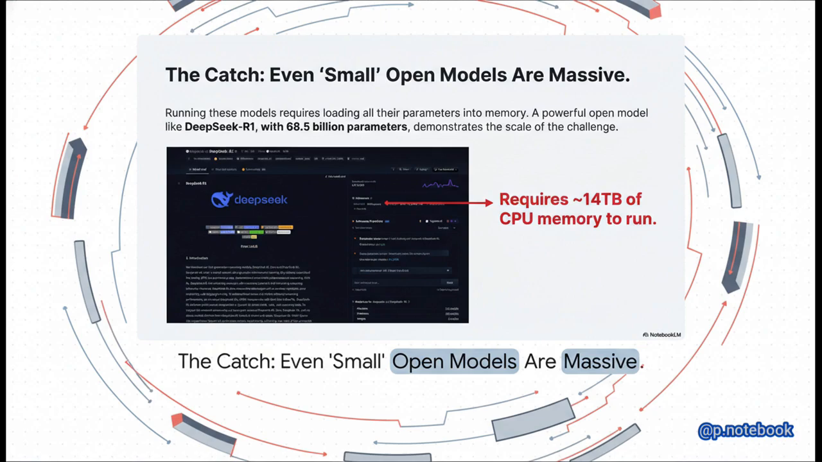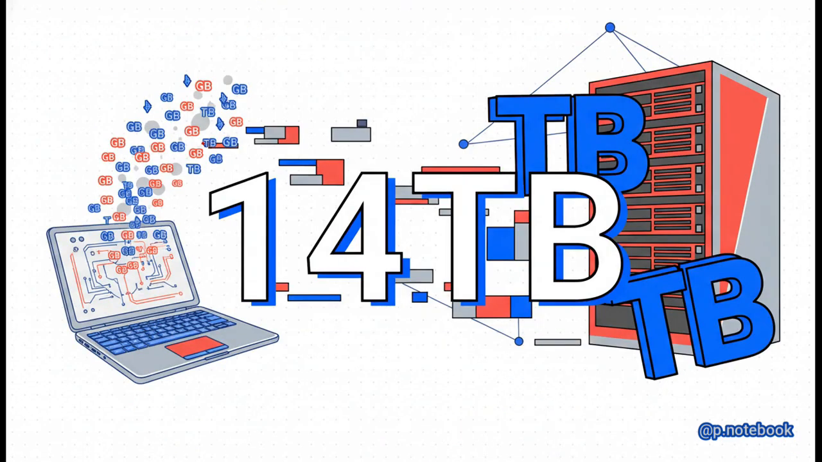See, an AI model is basically just this huge collection of numbers, called parameters, that hold all of its knowledge. And to make the model work, you have to load every single one of those parameters into your computer's memory, all at once. For a model like DeepSeek R1, we're talking about 68.5 billion parameters. So how much memory does that take? Oh, just about 14 terabytes. Yep, you heard that right, terabytes. To put that in perspective, your laptop probably has 16, maybe 32 gigabytes of RAM. This number seems impossible. So how on earth do we fix this?